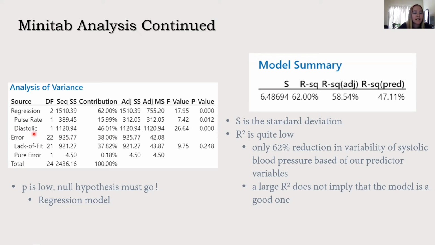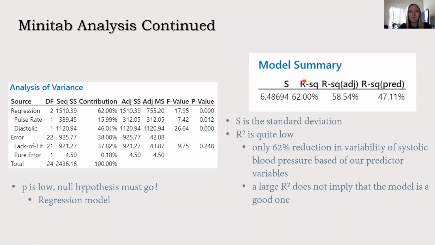And if we look at our diastolic blood pressure, we can see that the p-value is 0 again. This means that there is a relationship between diastolic blood pressure and systolic blood pressure, and it's even stronger than the relationship between pulse rate and our systolic blood pressure. So because these p-values are so low and lower than our alpha risk, there is in fact a linear regression model that fits this data.